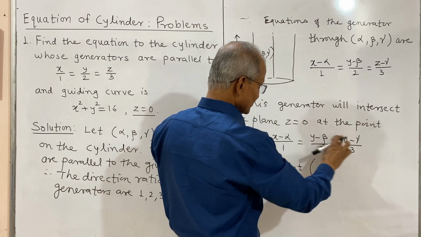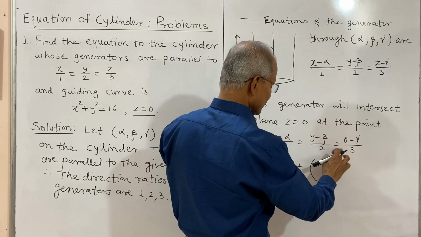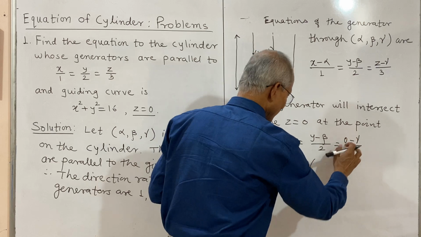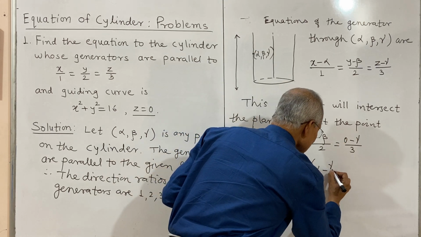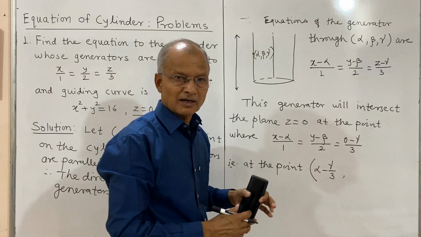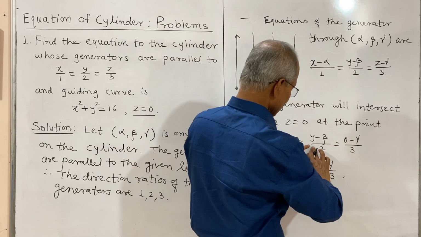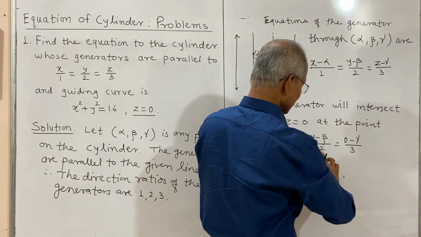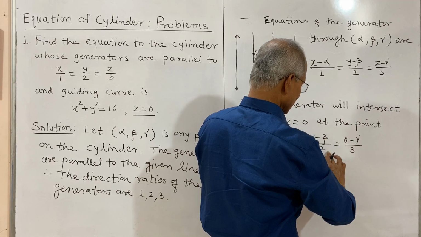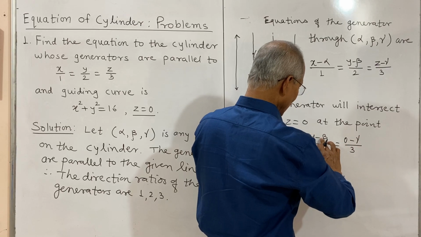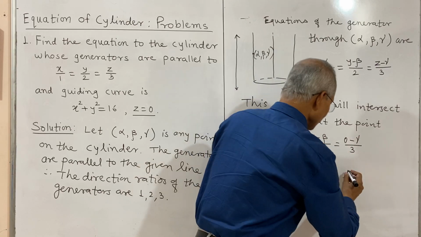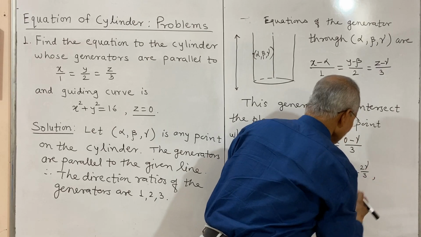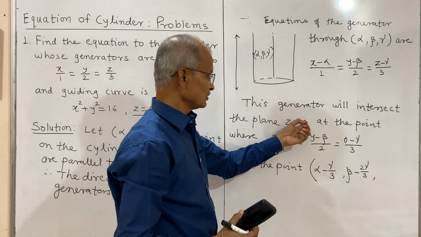So we equate the first ratio to the last, and that gives x minus alpha is equal to minus gamma by 3, so x is equal to alpha minus gamma by 3. Similarly, to get y, we equate the second and third ratios: transferring the 2 to the other side, y minus beta is equal to minus 2 gamma divided by 3, and then transferring beta, y is equal to beta minus 2 gamma divided by 3. And z is fixed, that is z is equal to 0.